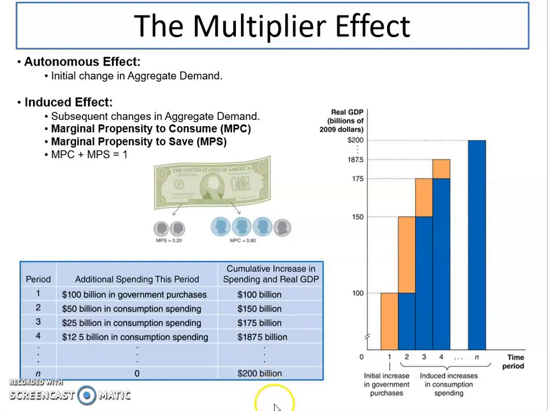Whereas with a spending increase, we get 200 billion. We'll pick up with this and some examples in the next video.